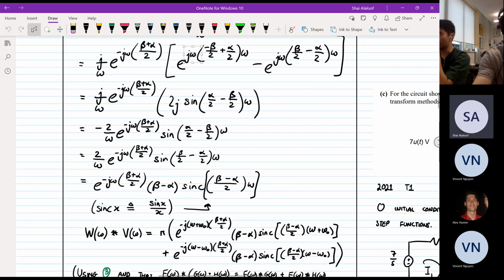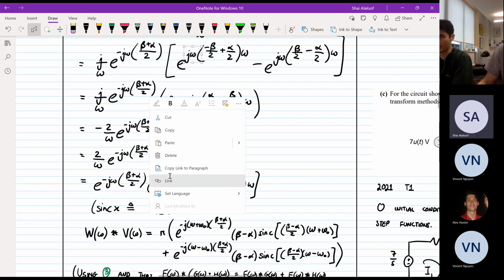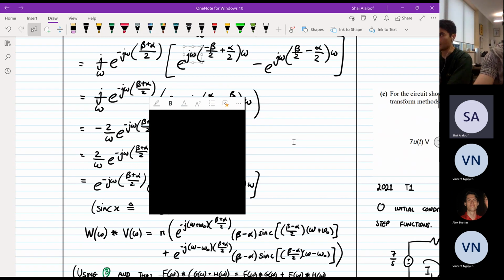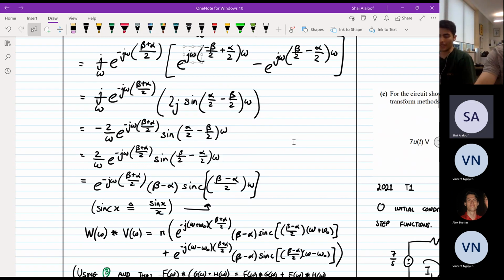By the way, do you guys know what a sinc is? Like the sinc function? Oh, there we go. So just factoring some stuff out and cleaning up a bit. So the sinc function, some of you might know, is just sine of x over x. So sinc x is sine of x over x. So I've chosen to write this in terms of sinc, just because the answer had it in terms of sinc. So I've got sinc of (beta minus alpha)/2 times omega. And that's going to give me a beta minus alpha on the front.